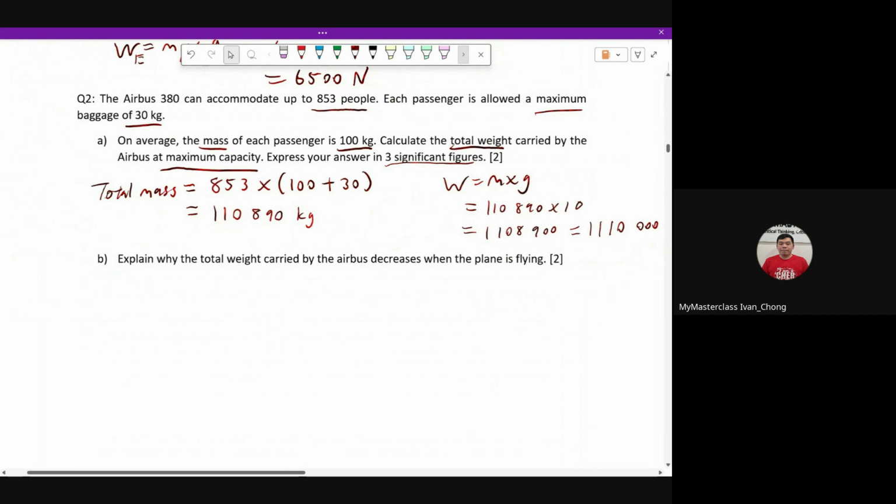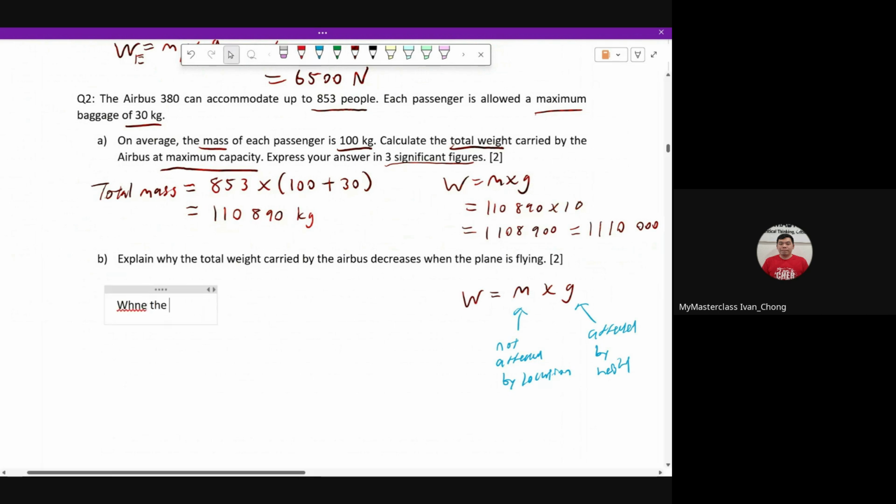Now, next part over here: explain why the total weight carried by the Airbus decreases when the airplane is flying itself. Don't forget your W. Okay, so your total weight is affected. Let me write it at the side. Your W equals mg, right? Now, m is not affected by location, so the only way we can affect your weight must be g. And your g will actually be affected by your height. So what does that mean?